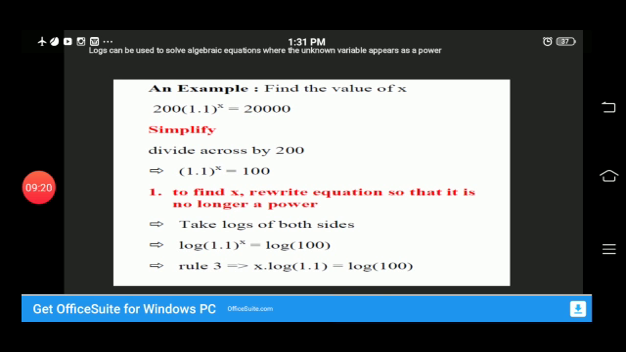Now, we can clearly see that x is in the power. When x is in the power and we need to solve for x, we will take log on both sides. So taking log on both sides, log of 1.1 raised to power x is equal to log of 100. With the help of rule number 3, if the variable is in the power, then the variable will multiply by the log. So it will become x multiplied by log of 1.1 is equal to log of 100.